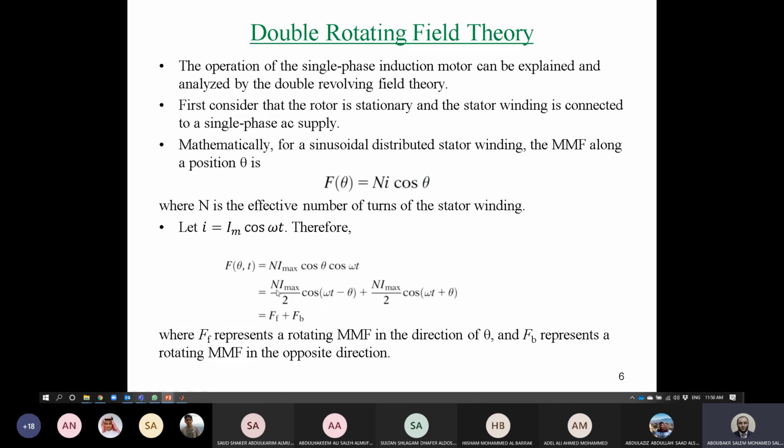Now we can substitute the product of cosines by a different equation, so the equation becomes (N i_max / 2) cos(ωt − θ) + (N i_max / 2) cos(ωt + θ). With ωt − θ and ωt + θ, this means that we have two flux components, not only one flux. One is moving in the direction of θ, and another is moving in the direction of minus θ. So we have something called forward flux, and another one called backward flux.